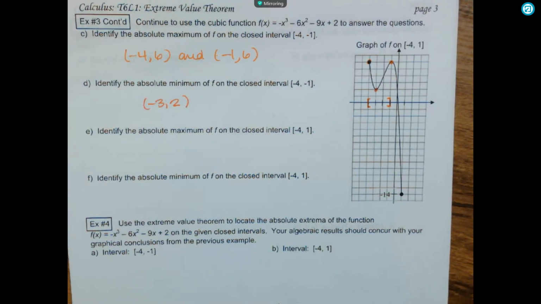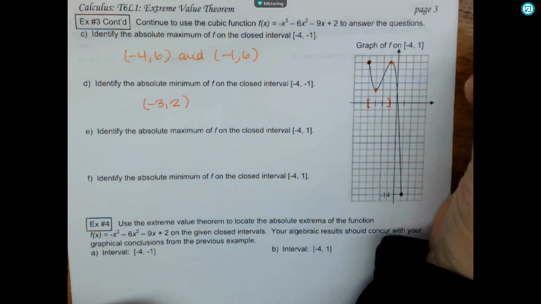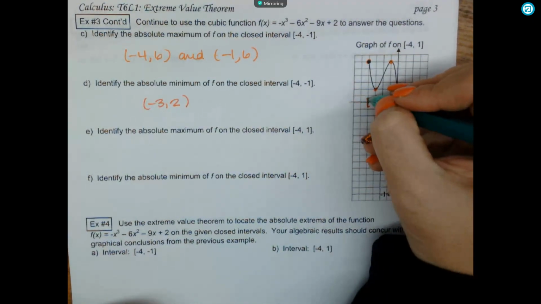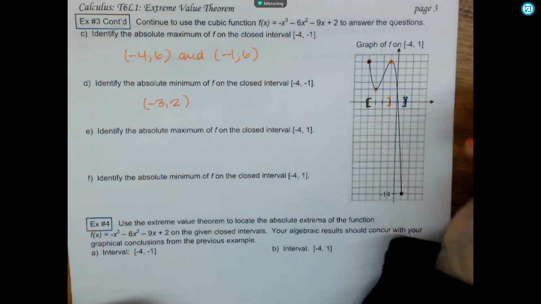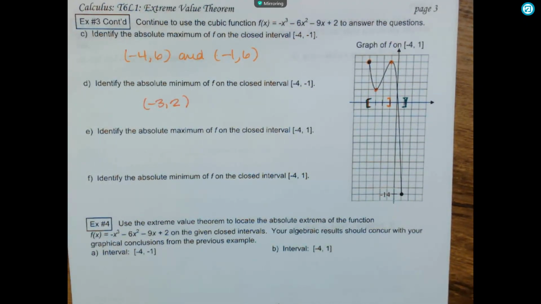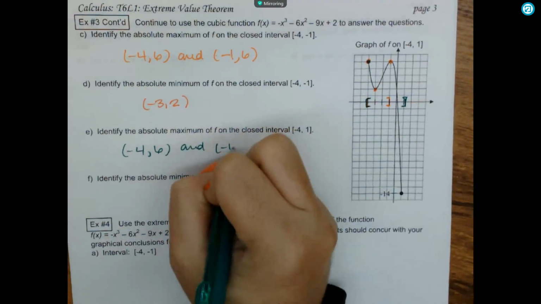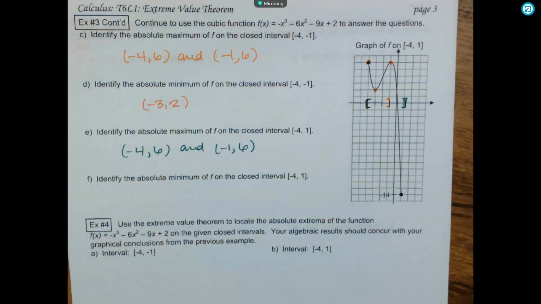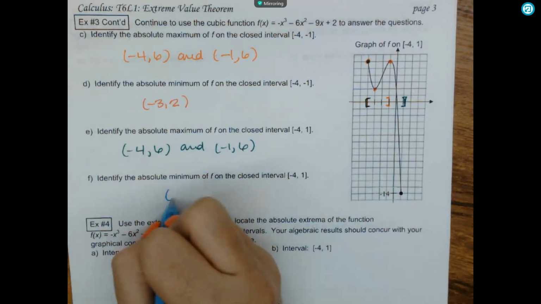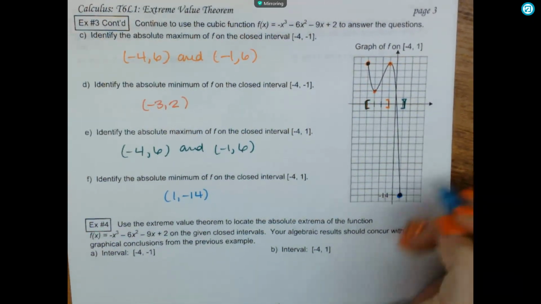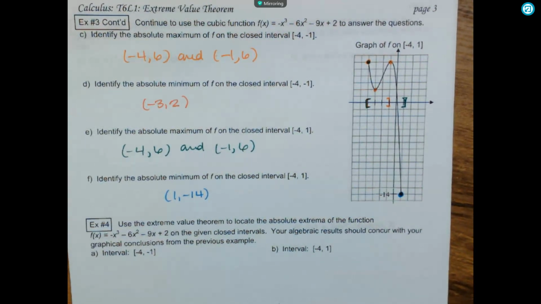All right, so now for the next two, for E and F, we're just making that interval a little bit larger. So now we're going to go from -4 to +1, which is now our entire graph. So from -4 to +1 is the entire graph that you see. So what do you know about our absolute maximums? They stay the same, okay? It's still -4, 6 and -1, 6. But our absolute min now becomes 1, -14. All the way down here. We good?